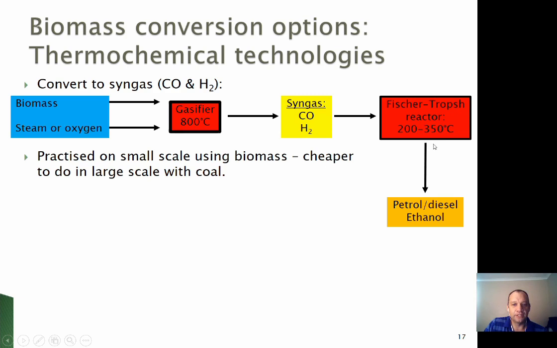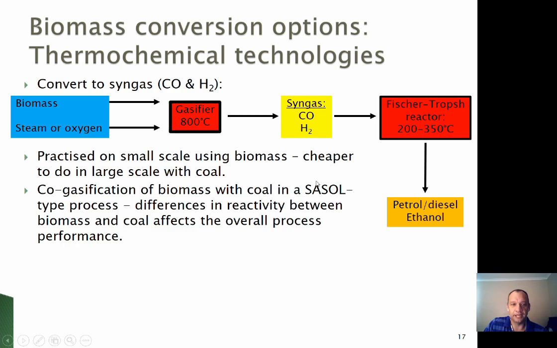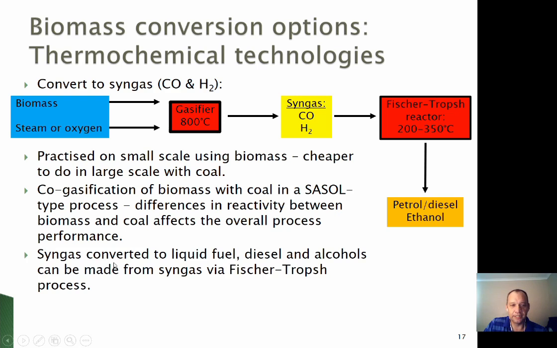So this can be practiced on small scale using biomass, but it is much cheaper to do it in large scale and to do it with coal. Co-gasification of biomass with coal has been done at Sasol. They've investigated this process, but they get differences in reactivity between biomass and coal, and that affects the overall process. And then because of that catalytic fouling that I mentioned earlier, Sasol actually prefers not to do this process. But theoretically, this can be done, and syngas can then be converted into liquid fuel, such as diesel and alcohols, through the Fischer-Tropsch processes.